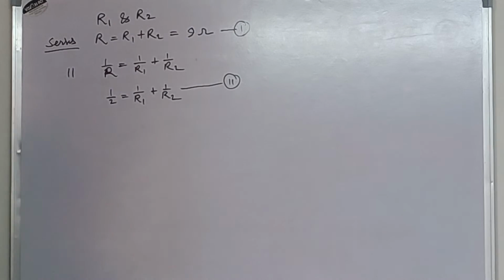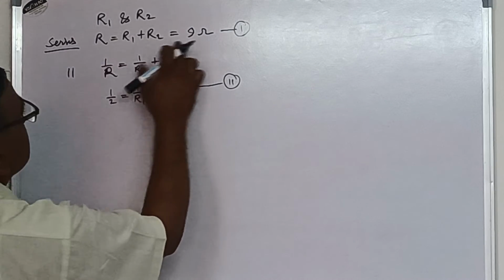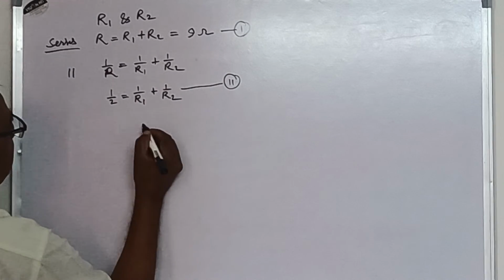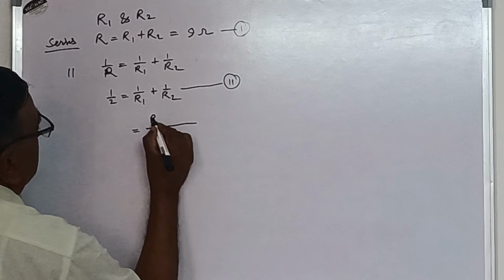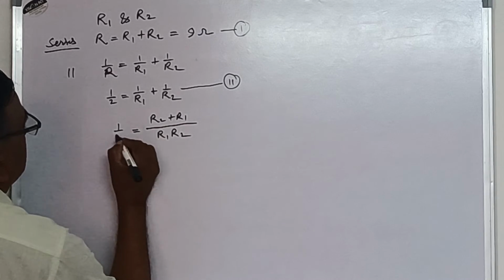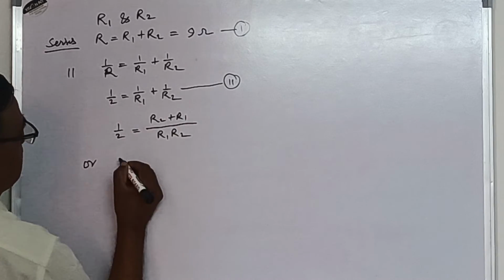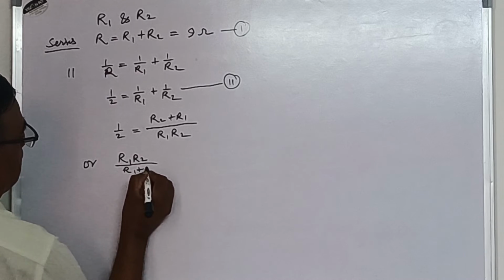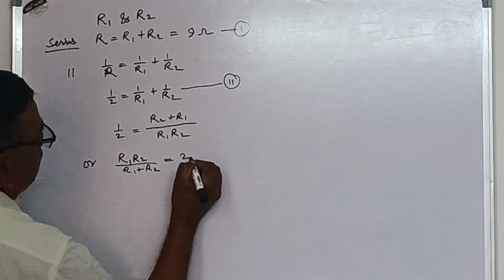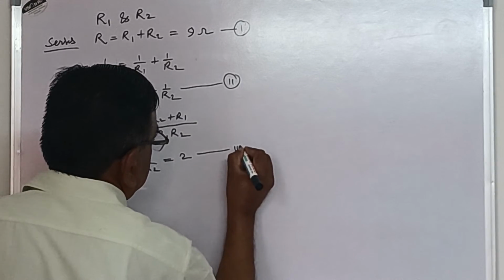So what is the value of R1? You have to find out the value of R1 and R2. Two resistances hain. Jab aap series mein connect karte hain, to uska resultant 9 ohm aata hai. Jab aap un dono ko parallel mein connect karte hain, to unka resultant 2 ohm aata hai. So now use these two equations. Here, you take LCM R1, R2, very simple. Here R2 plus R1, it is 1 by 2. Aap isko ulat dijiye, reverse inverse likh dijiye, R1 R2 by R1 plus R2 is equal to 2. This is the third equation.